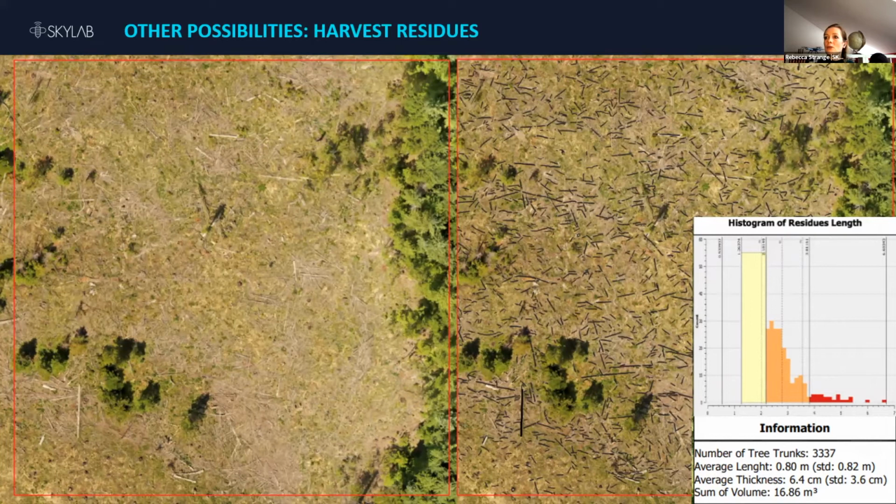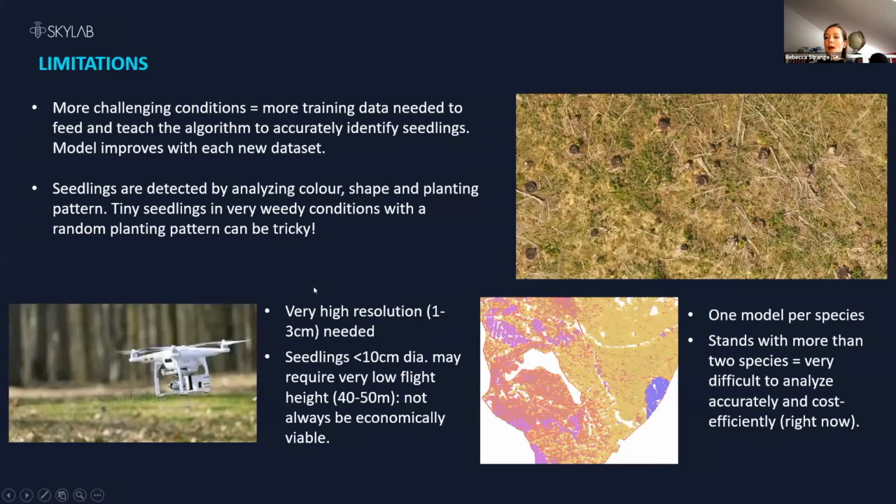Now, we've looked at all the lovely things that can be done. Where are the limitations of this? So as I mentioned, the more challenging the conditions, the more training data you need to feed and teach the algorithm to accurately identify the seedlings, although the model does improve with each data set. So seedlings are detected by analyzing color, shape, and planting pattern, as I explained. So if you have tiny seedlings in very weedy conditions with a random planting pattern, then of course that can be particularly difficult. You do need very high resolution data for this.